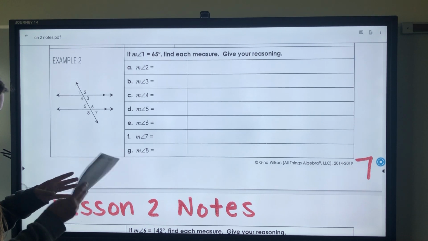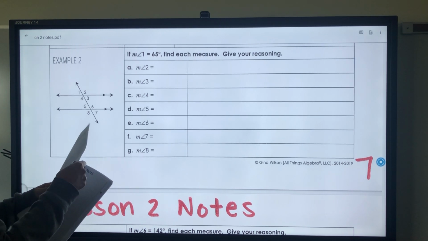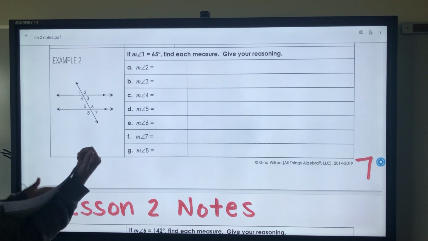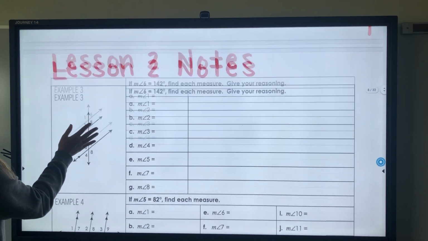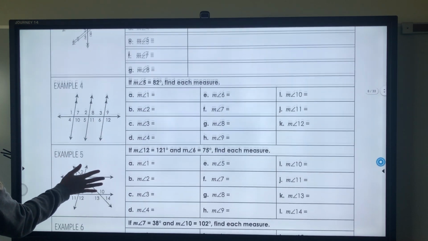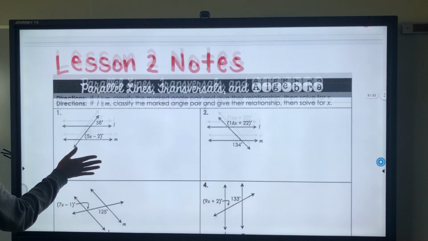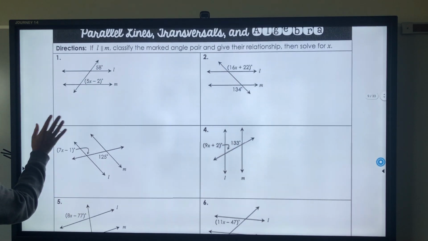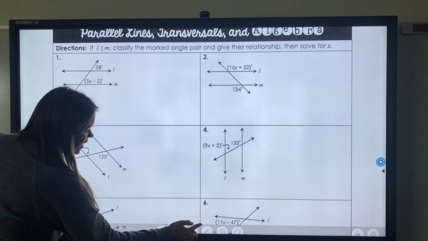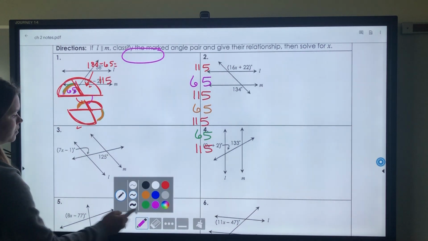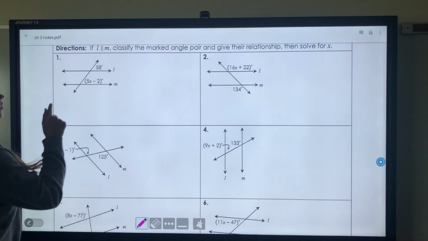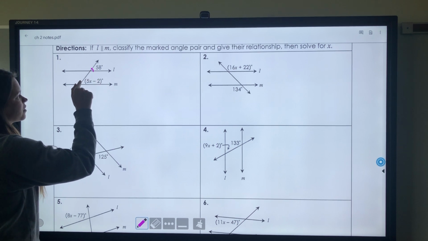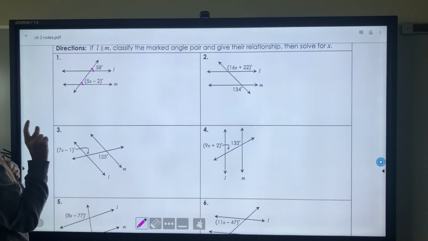I'm going to skip page 8 and go over to page 9. Because now it's the same idea and the same rules, we just have to apply some algebra to it. Page 9. All right. So they want us to classify the marked angle pair and give their relationship, then solve for x. All right. So if they're talking about 58 right here and 5x minus 2, those are called corresponding.